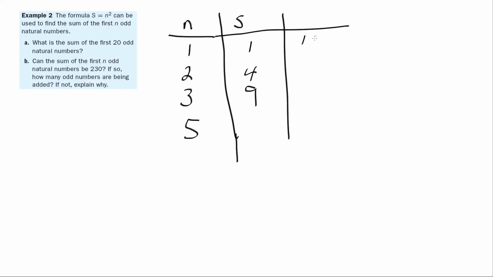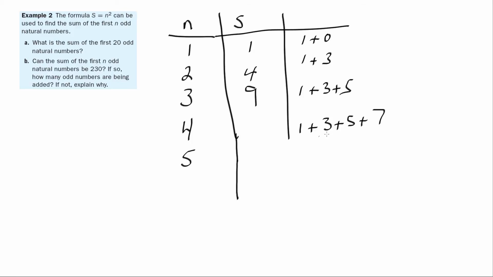Taking these, what am I going to do to get 4? The second odd number, so it must be 3. So 1 plus 3 is 4. And 1 plus 3 plus 5 is 9. So 1 plus 3 plus 5 plus 7 is 16, and 4 squared is 16. So we get it that these are our first odd natural numbers.